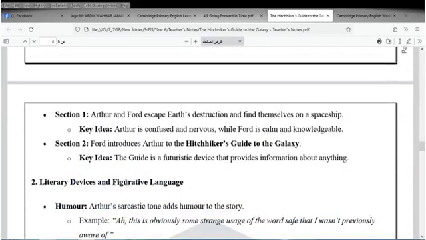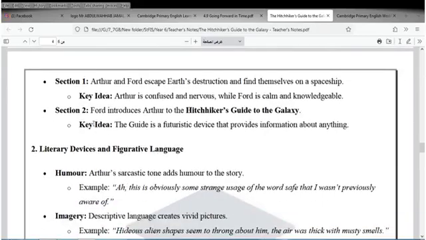Let's break down the text, as we said, into two paragraphs. Paragraph 1, where Arthur and Ford escape Earth's destruction and find themselves on a spaceship. The main idea: Arthur is confused, he's nervous, Ford is calm and knowledgeable. Remember, contrasting the main characters is something very important to understand the story.